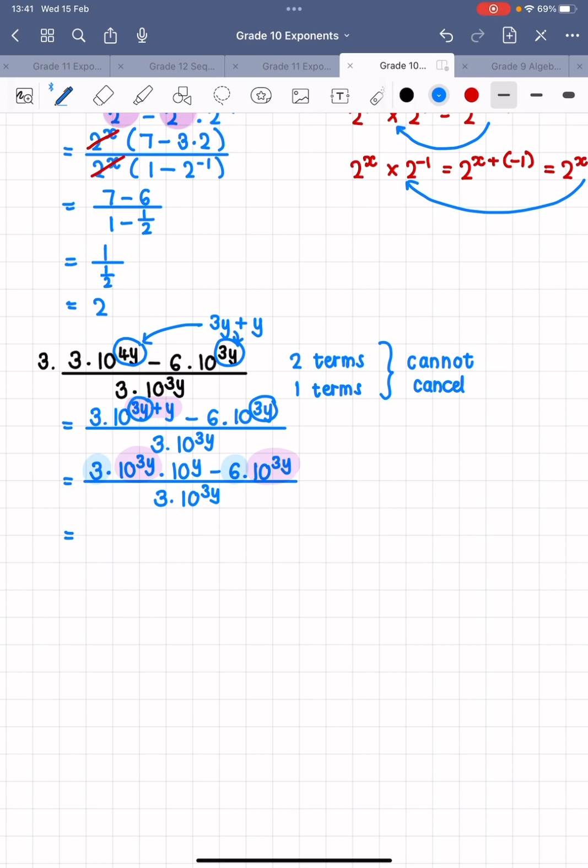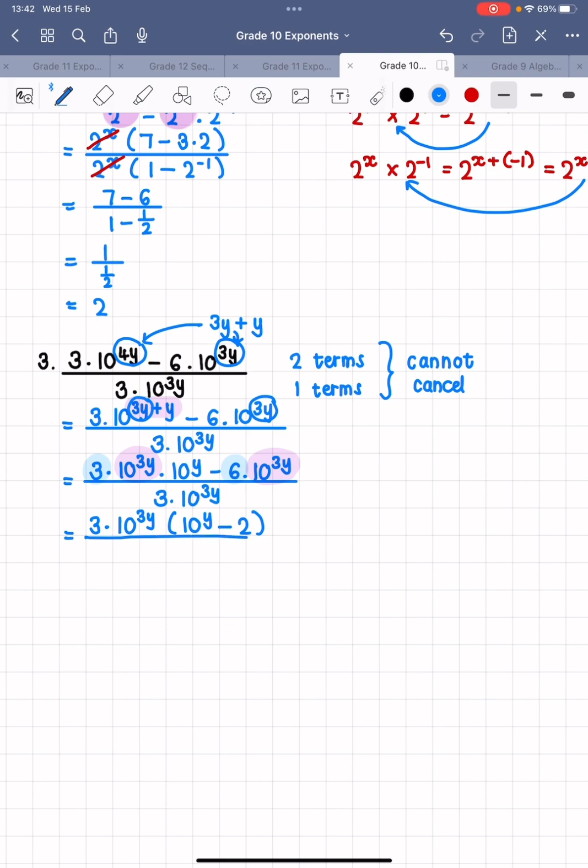3 is common in both of those numbers. So let's take out 3 times 10 to the power of 3y. If I look at my first term, if I divide that by the common factor that I've taken out now, I'm going to be left with 10 to the power of y minus, now remember I'm dividing the 6 by 3, which is 2, and 10 to the power of 3y divided by 10 to the power of 3y is just 1.